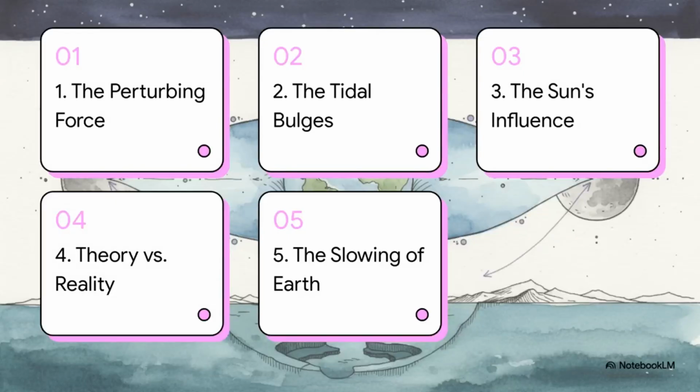Our analysis today will proceed through 5 sections. We'll start with the fundamental force responsible for tides, then we'll examine the mechanism that creates the tidal bulges. After that, we'll incorporate the sun's influence, compare our theory to the complexities of the real world, and finally, consider the profound long-term consequences of this entire process.